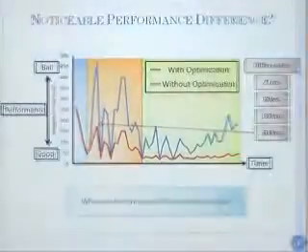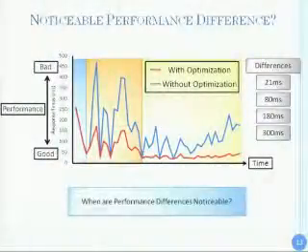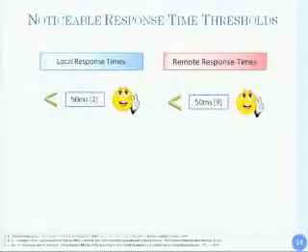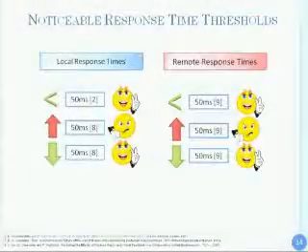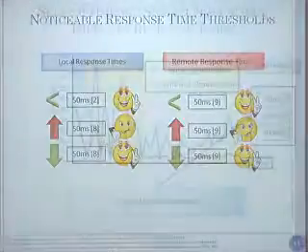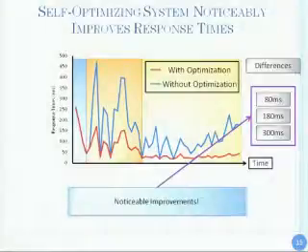So the next question is, when are performance differences noticeable? Well, studies of human perception have shown us that people cannot distinguish between local or remote response times below 50 milliseconds. But they can notice 50 millisecond increments and decrements in either local or remote response times. So according to that data, the system is noticeably improving performance.